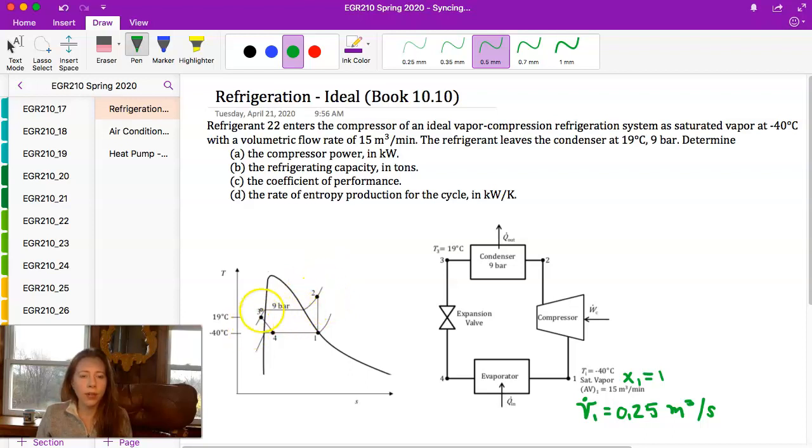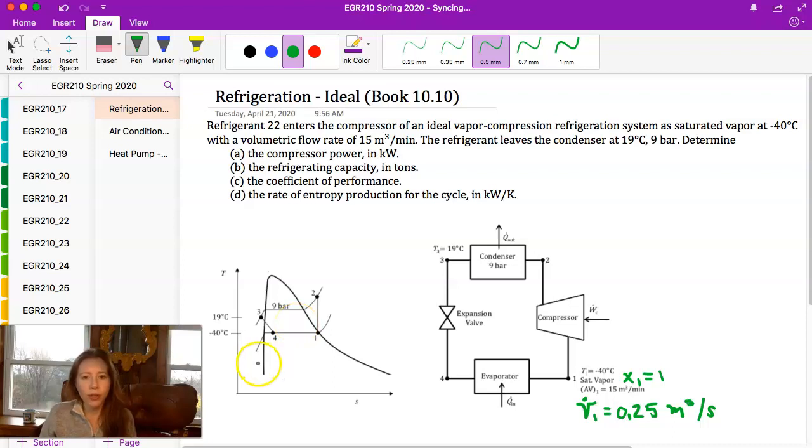And what we're doing is we're riding along an isobar. So P2 is equal to P3 is equal to 9 bar. So there's our isobar, and remember, it's even underneath the vapor dome. Then we're dropping, and then we're at T3, which is 19 degrees Celsius. And for state 4, we're back at minus 40 degrees Celsius, and we're somewhere in the vapor dome.